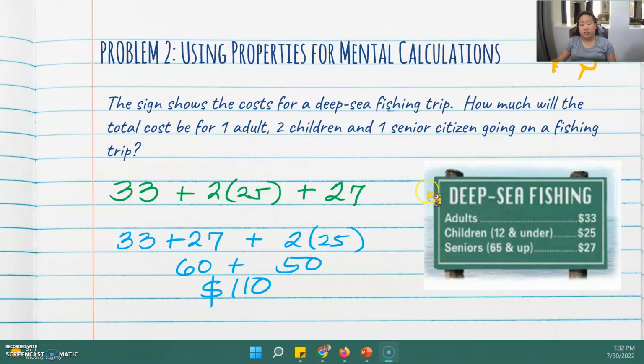Why? If you set up your equation, this is how it would look. But like I said, you can use the commutative property to combine easily added items or numbers. So 33 and 27 can go together to give us 60. 2 times 25 is 50. That's quick. So that gives us 110.